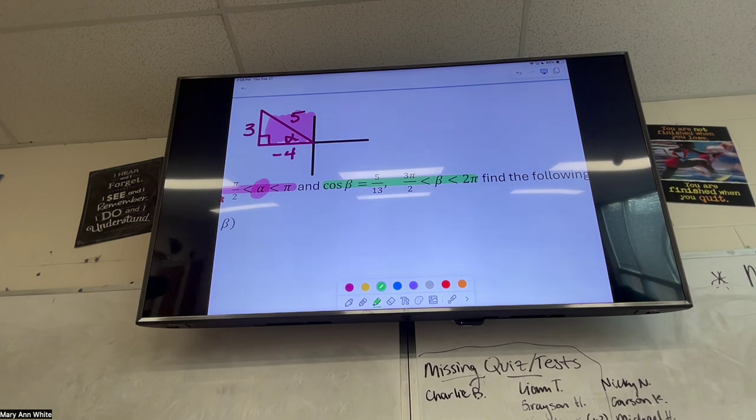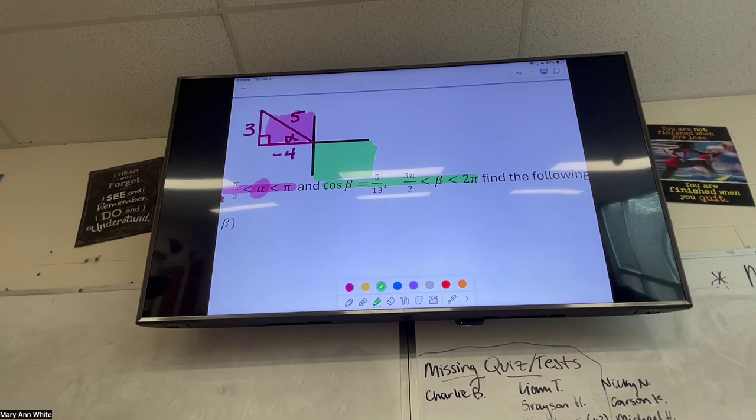Quadrant 4, because it's 2 pi, it's all the way 360, and that's 180. Beta is greater than 3 pi over 2. It's somewhere in between 3 pi over 2 and 2 pi, so that means it's somewhere down here. Will it always be like a 90? Yes. 180? Yes.